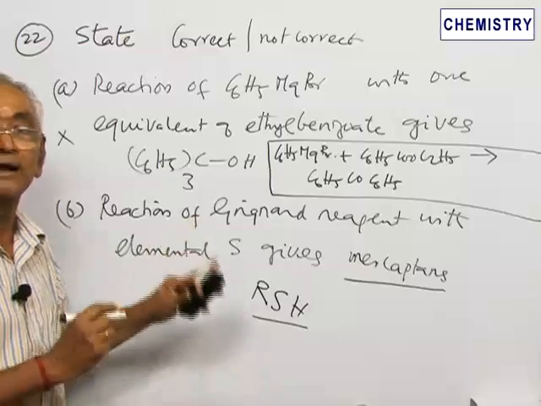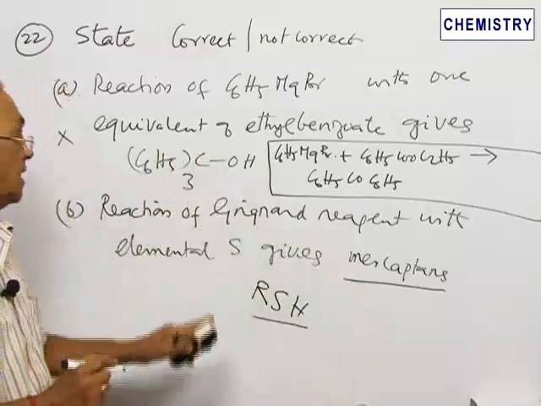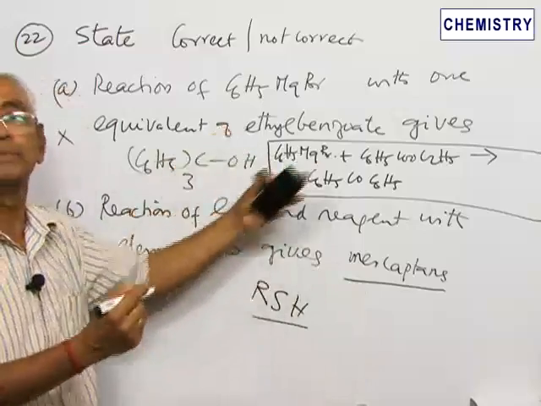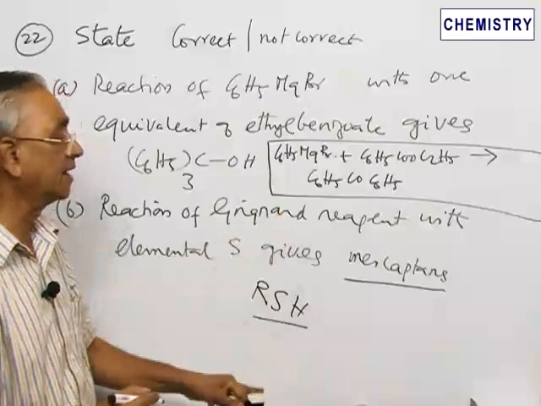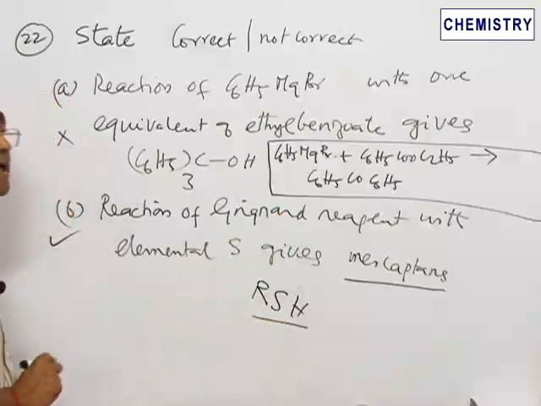This is one of the standard methods of preparation of mercaptans through a Grignard route. So the Grignard reagent is prepared just like by any other method. Some RMgBr is prepared, then treated with elemental sulfur to give rise to this product. Therefore, this statement B is correct.